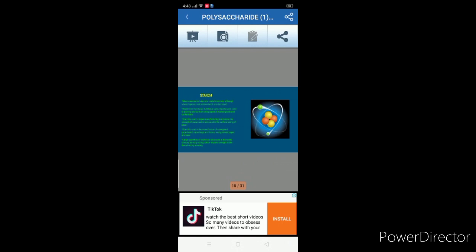Starch. Most commercial starch is made from corn, although wheat, tapioca, and potato starch are also used. Aside from their basic nutritional uses, starches are used in brewing and as thickening agents in baked goods and confections.